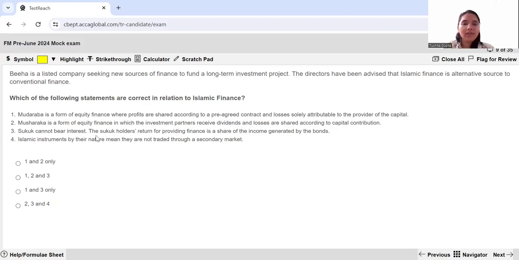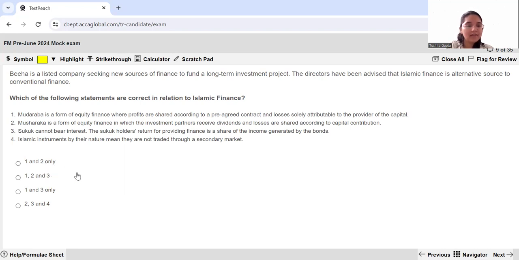Sukuk cannot be your interest. The Sukuk holder's return for providing finance is a share of the income generated by the bonds. This is also absolutely correct. Like we have studied in the principles of Islamic finance, interest is not allowed in Islam. Hence, Sukuk can never be your interest. So far we have found statement 1 and statement 3 to be correct. Statement 2 is incorrect. So any option that involves statement 2 should get eliminated.